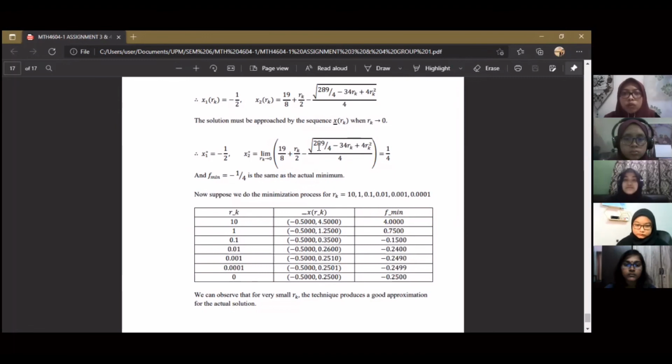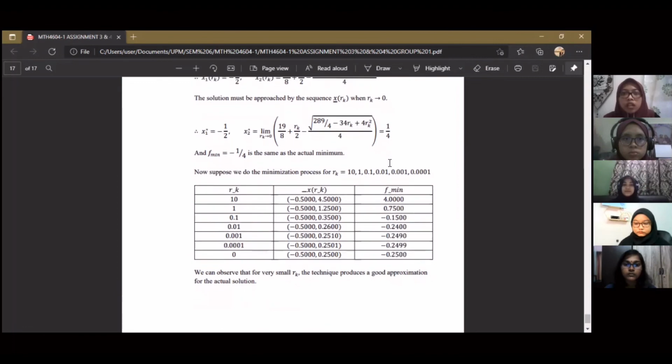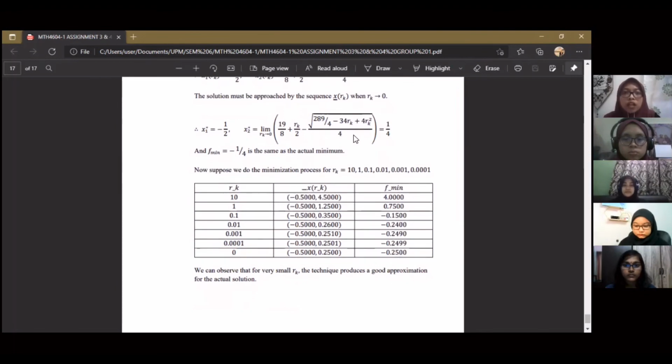The square root of 289 over 4 divided by 4 is equal to 17 over 8, which gives 1 over 4. So x1 is equal to negative 1 over 2, x2 is equal to 1 over 4. And we find the minimum value of the function x1 plus x2, negative 1 over 2 plus 1 over 4, which is equal to negative 1 over 4. It is actually the same as the actual minimum.